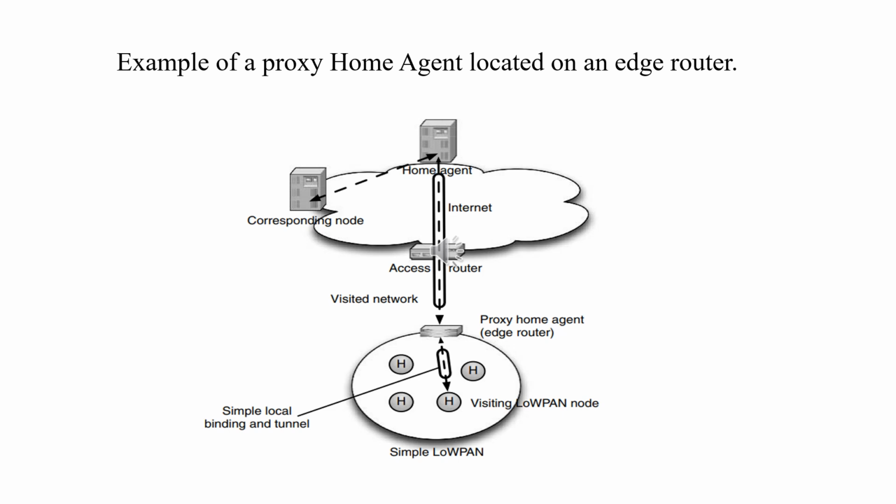The proxy home agent architecture is shown in the figure. This provides a huge improvement in efficiency with regard to security associations and route optimization, which require tunnels and other steps for every correspondent node.